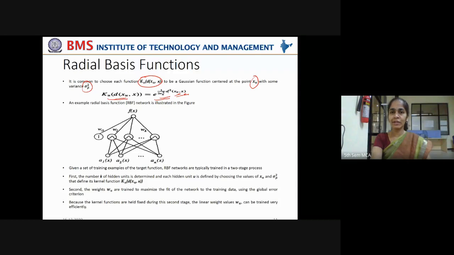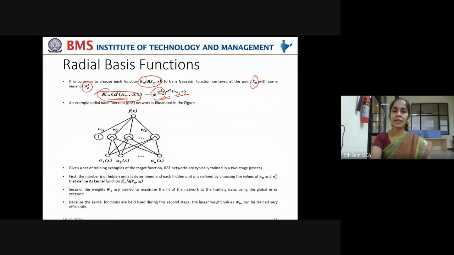This is the formula for Gaussian distribution. Now, when we are considering that this kernel function should be a Gaussian function, then that Gaussian function's formula comes here to define the kernel. So this kernel is defined as e power minus 1 by 2 sigma_u square multiplied by the square of the distance measure, that is the distance between x_q and x.